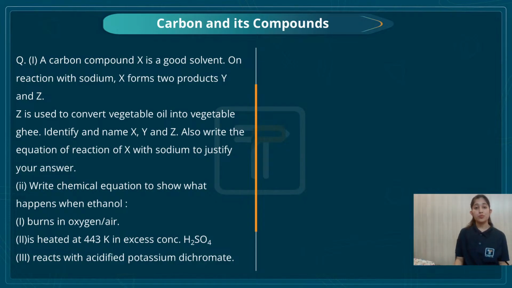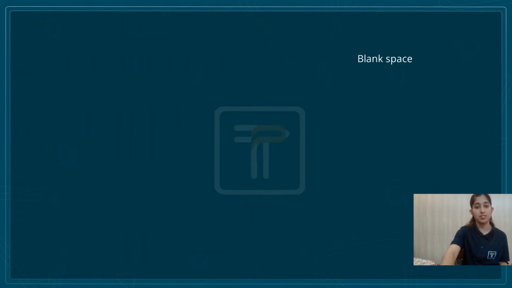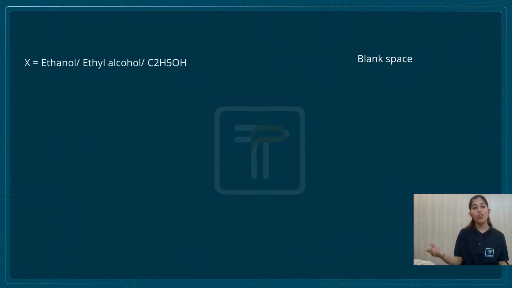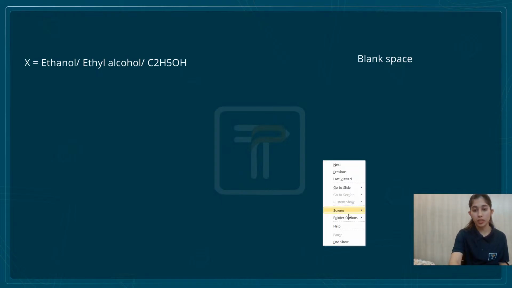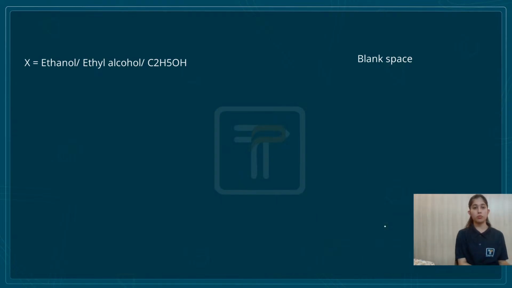Okay. Now, what is going to be the solvent? Good solvent. What will the solvent be? Ethanol will be the solvent. You can say ethanol, you can say ethyl alcohol, or directly write the formula. Any of the options is going to give you marks. Either write C2H5OH or write ethyl alcohol, or write the correct IUPAC name, ethanol. It is going to give you marks.